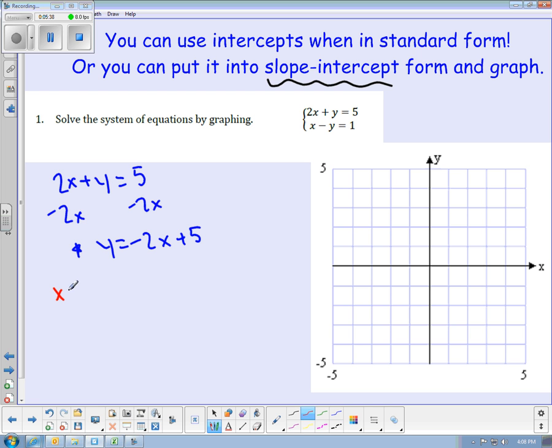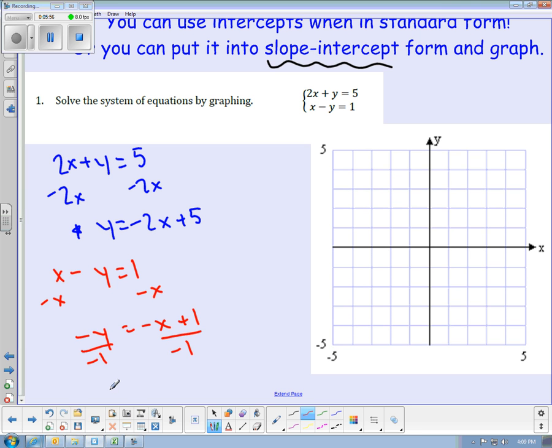Then I also need to do the bottom line. I have x minus y equals 1. I need to subtract x, and I end up with negative y equals negative x plus 1. And then I need to divide by negative 1 to get rid of that negative. And when I do that, I end up with positive y equals positive x minus 1. So there's my other line.